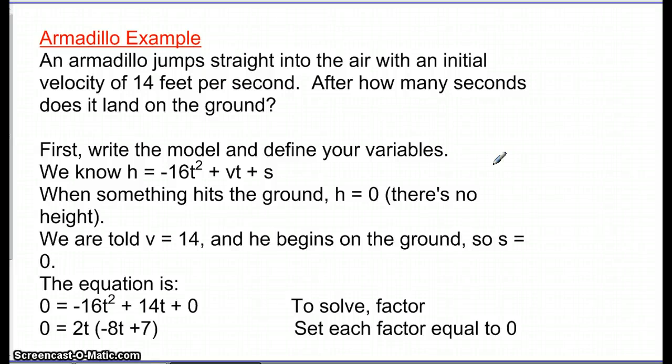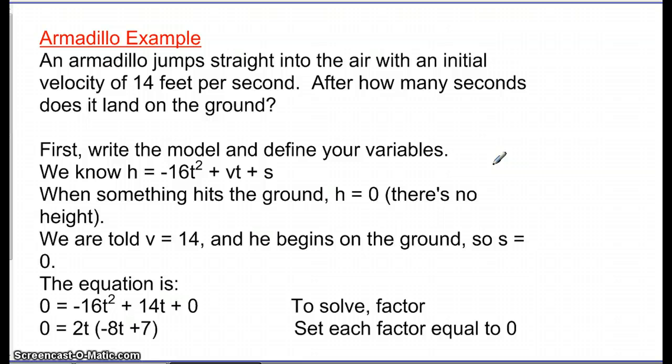Here's an armadillo example. If an animal, an armadillo, is sitting on the ground and he jumps straight into the air with an initial velocity of 14 feet per second, you can figure out after how many seconds he lands on the ground. The thing you want to do first is always write down your equation. Write your model first and then define your variables.